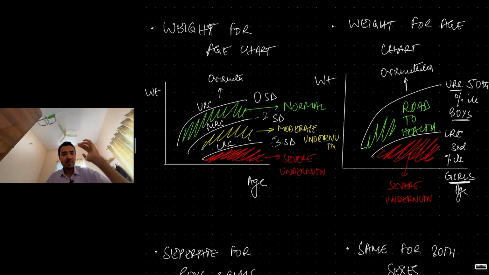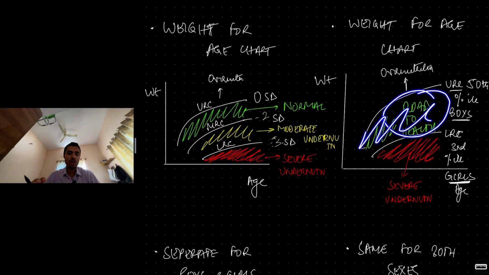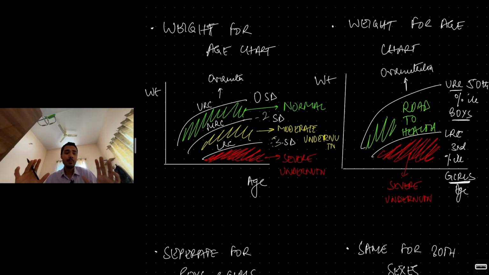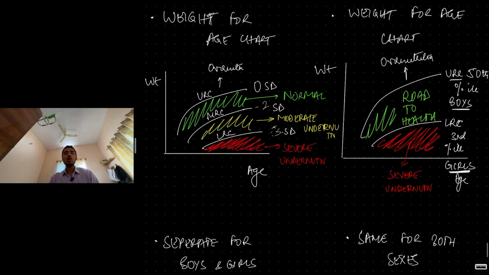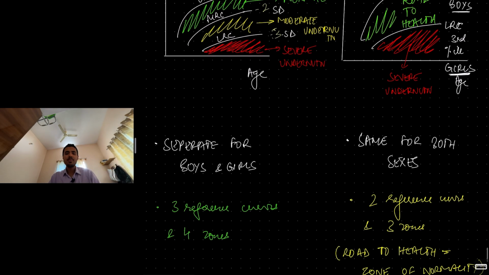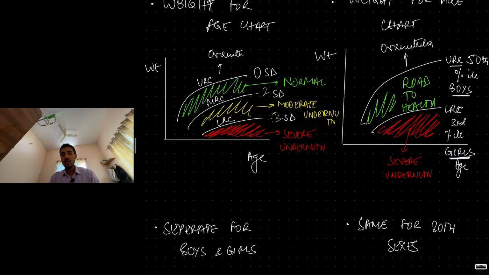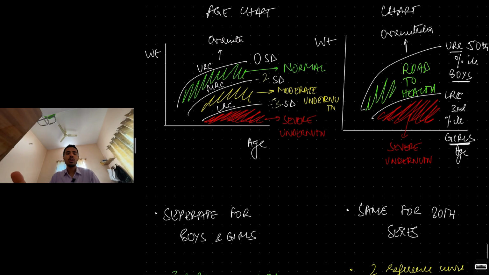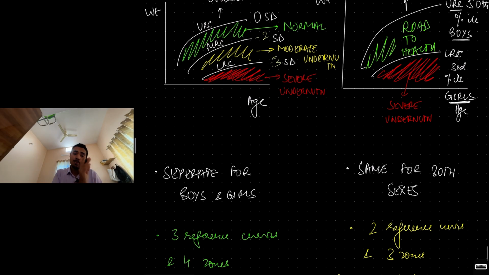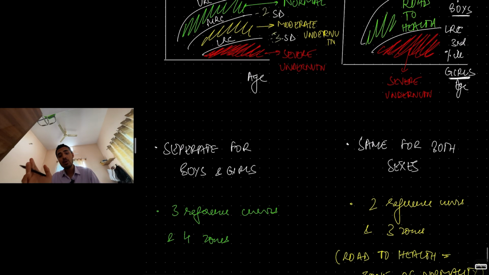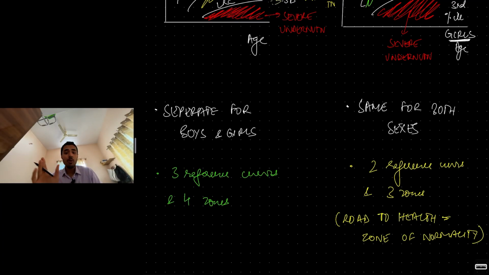Between the upper reference curve and the lower reference curve, you have the road to health zone, the green zone or the zone of normality, road to health. This is the normal zone, WHO road to health zone. Less than the lower reference curve, it is severe undernutrition. So this is about the main differences between ICDS and WHO road to health charts or field growth charts. ICDS blue for boys, pink for girls, WHO home based, same for both sexes.